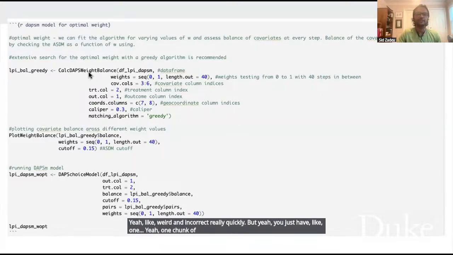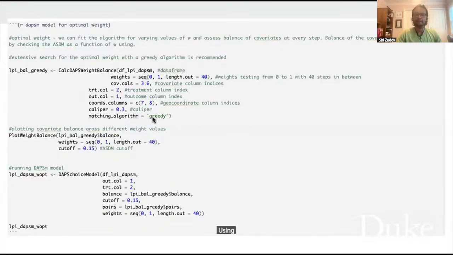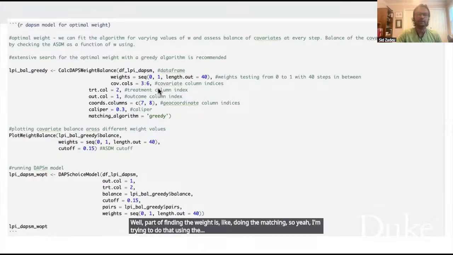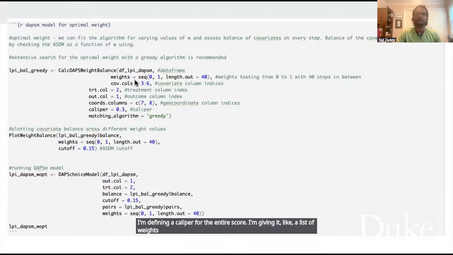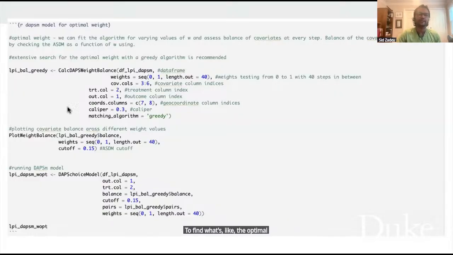So this is my piece of code where I'm trying to find a weight using the greedy algorithm. My bad, not the weight. Well, part of finding the weight is doing the matching. So I'm trying to do that using the greedy algorithm. As we discussed earlier, I'm defining a caliper for the entire score. I'm giving it a list of weights to choose from, so it's going to go from 0 to 1 in steps of 40 to find the optimal weight for my data set.